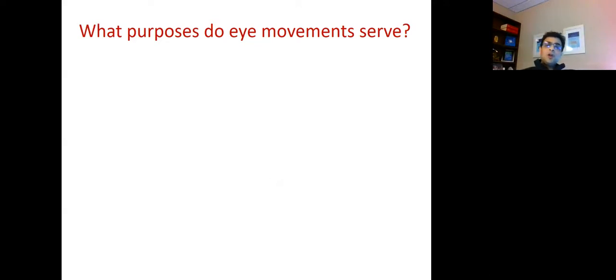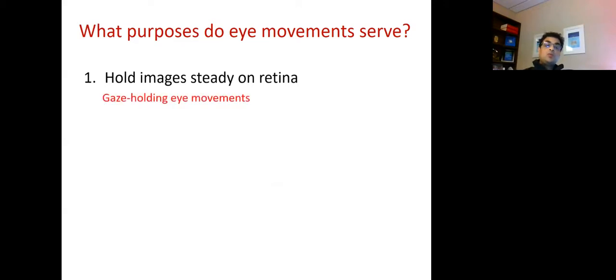So what purpose do the eye movements serve? Of course, the most important thing is holding the image on the retina. That is the most important. We achieve that with movements called gaze holding eye movements, right? Now, I'm not going to cover that a lot in this lecture, but gaze holding is holding the eyes, but you do need some tiny movements to hold gaze. So that is gaze holding eye movements.